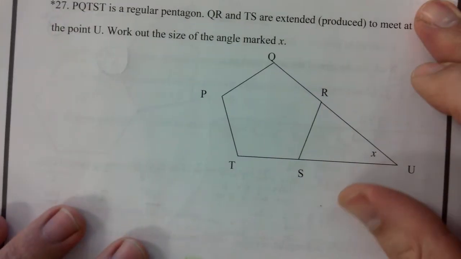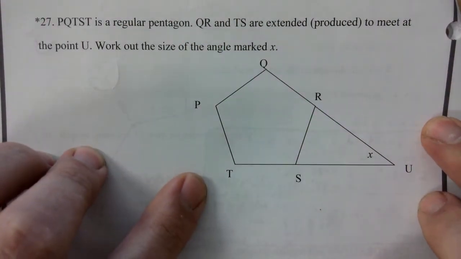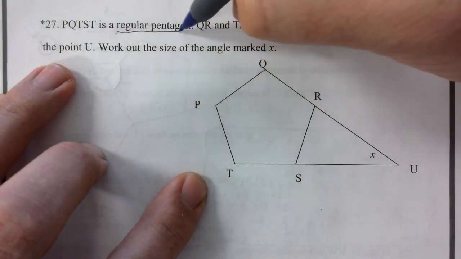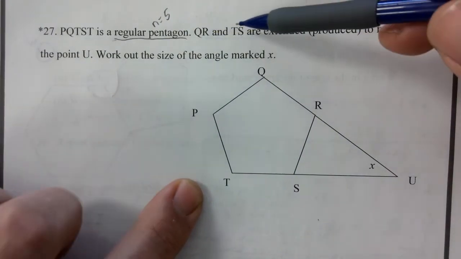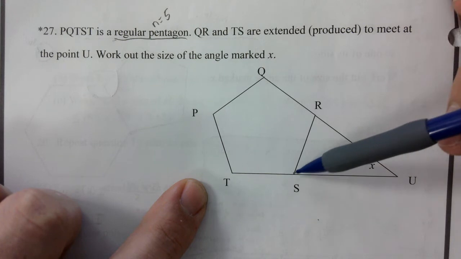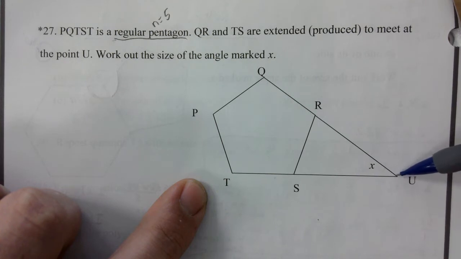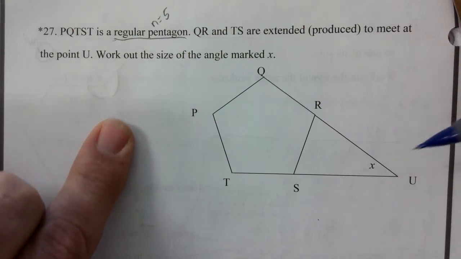Work out the size of angle X. Yeah, that one is a good one. Let's go to 27 here. Okay, so we've got a regular pentagon, that's important to me, n is equal to 5, right? QR and TS are extended, right? These two sides essentially are extended to meet here at U. Work out the size of X.